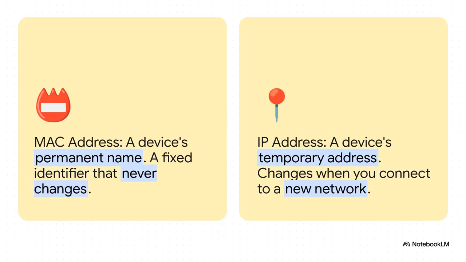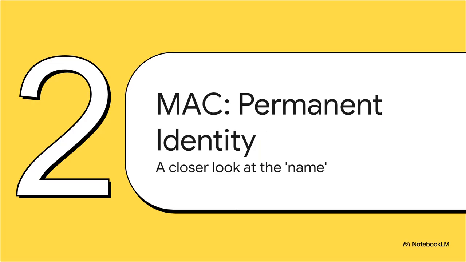And that is exactly how it works for our devices. The MAC address is like the device's permanent name. It never, ever changes. The IP address, on the other hand, is its current home address on whatever network it's connected to. It's temporary, and it's ready to change every single time you connect somewhere new. So, now that we know every device has this permanent name, let's zoom in a little. Let's find out what that name actually is and where it comes from.